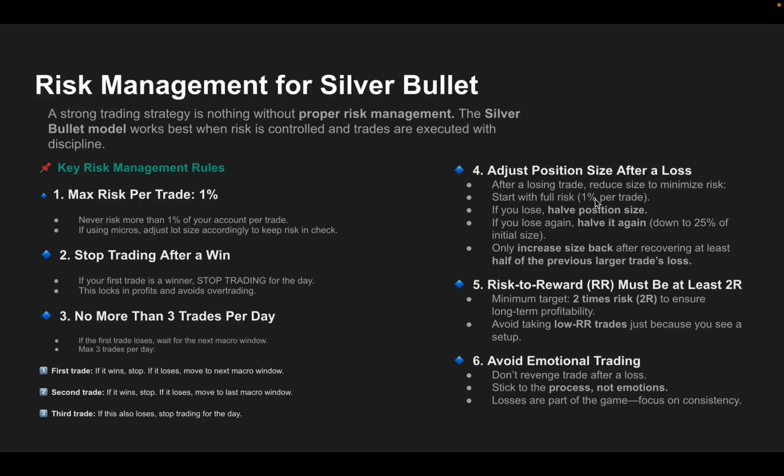example. If 1% was your full size, you would use the 0.25% risk trade, and you would wait for the PM macro, 1:45 to 2:15 PM, and then only increase size back after recovering at least half of the previous larger trade's loss. So what do I mean by that?